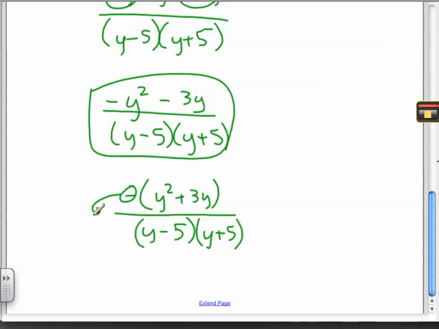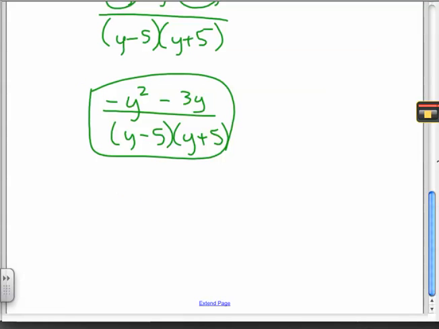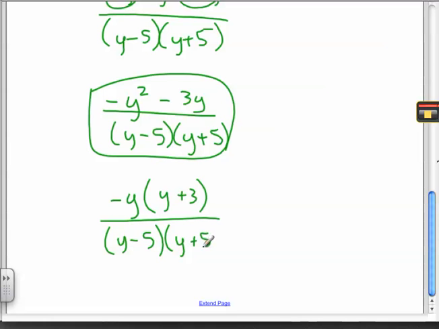And the reason I like this is that if I had been able to, I could take out a y. I'm sorry. So we could take out a y. Let me back that up. Okay. All right. Negative y times y plus 3 all over y minus 5 times y plus 5. Okay. Now, I'd like to see, is there anything that I can cancel? That's why I like to leave them as factors. Do you see any factors up there that are exactly alike, Kyle? No, me either. There's nothing to factor.